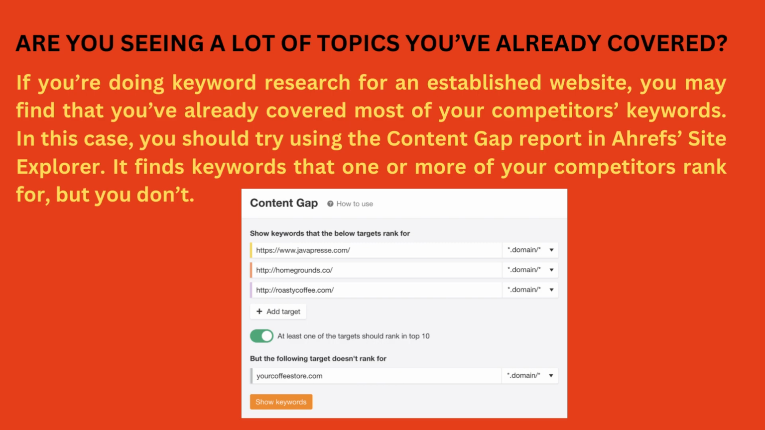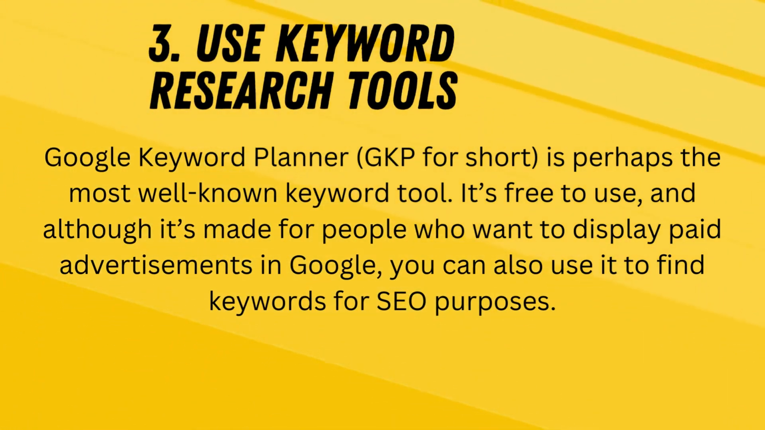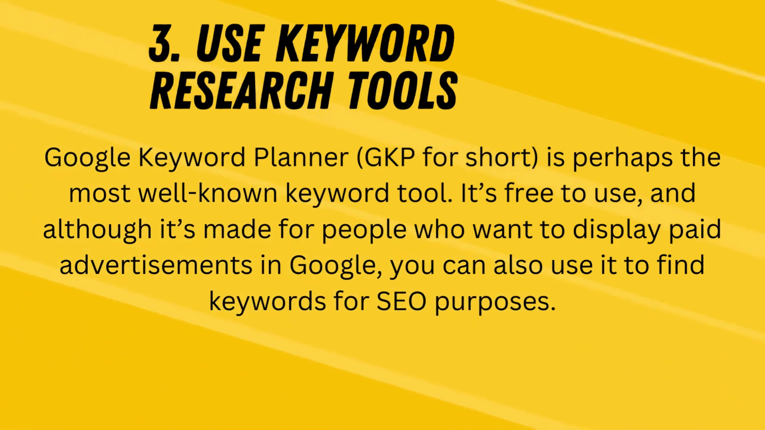Google Keyword Planner, GKP for short, is perhaps the most well-known keyword tool. It's free to use, and although it's made for people who want to display paid advertisements in Google, you can also use it to find keywords for SEO purposes. Here are some keyword ideas that GKP has given me for the seed keyword, coffee.